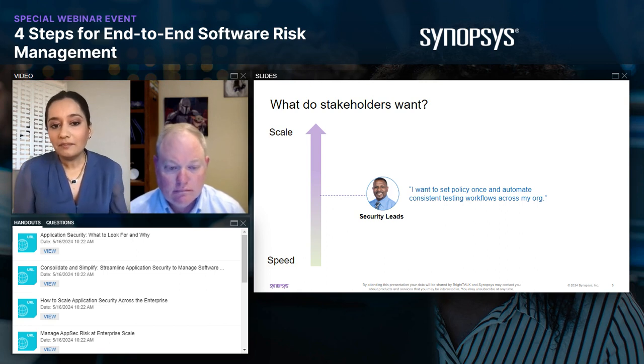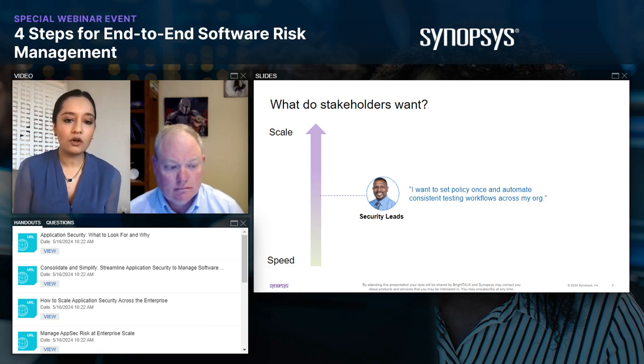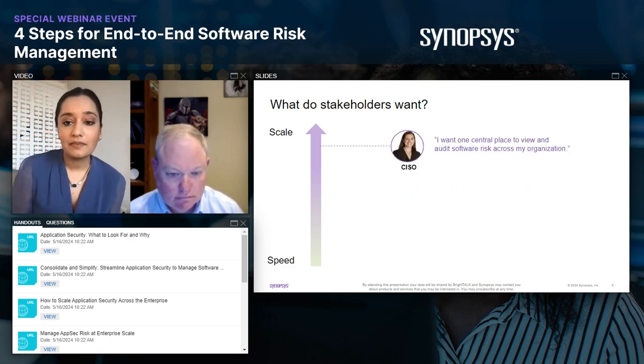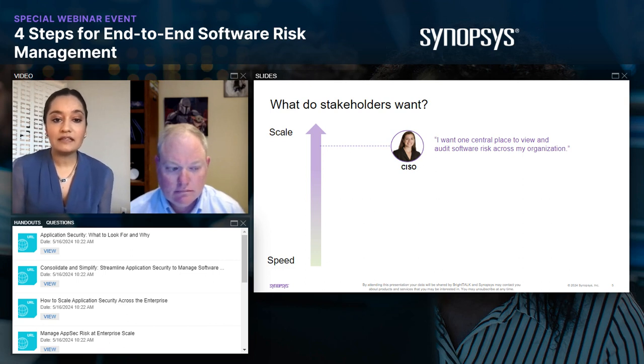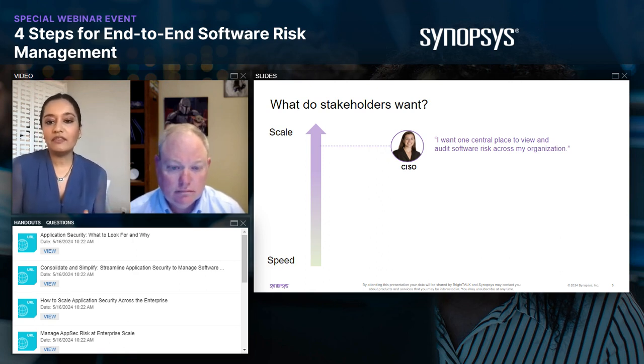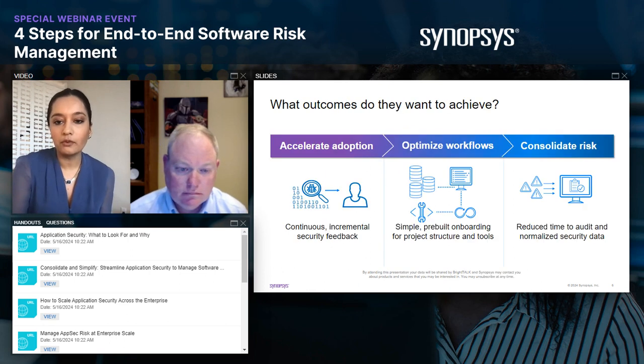For the security lead, it's ideal to be able to automate a lot of these workflows around critical testing and remediation activities around their security program and be able to do this through policies. And for the CISO, it's ultimately to gauge the overall criticality and the overall effectiveness of their teams. Well, they would like one place to view and audit that software risk across their organization and have a single source of truth.